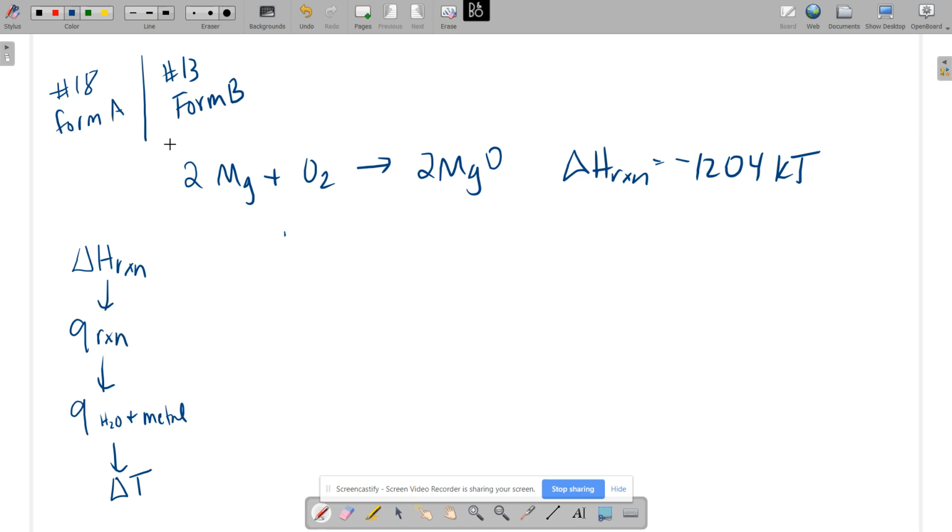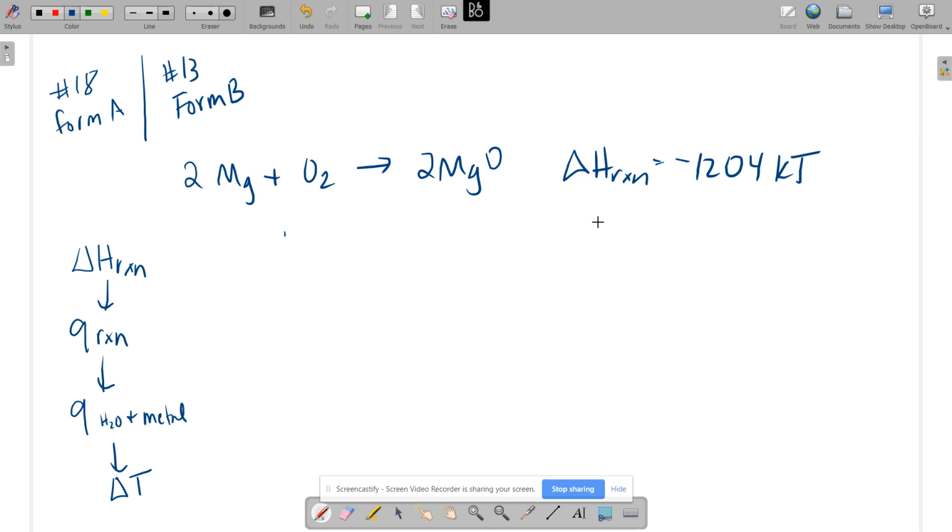This is number 18, which is Form A. This is number 13, Form B. So I'm just going to give you a couple hints on this one, okay? So you had this reaction and you had delta H. And then the problem, long story short, is asking for delta T, or sorry, the final temperature. So somehow you know that this is going to end in MCAT, okay?